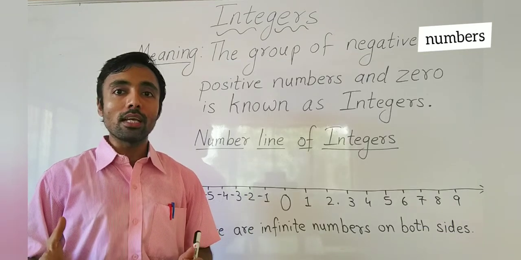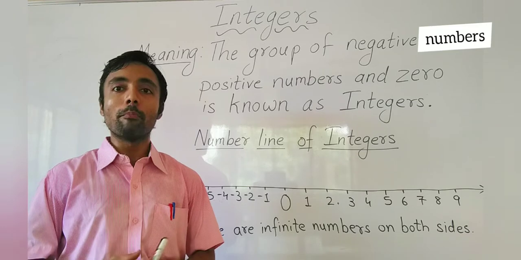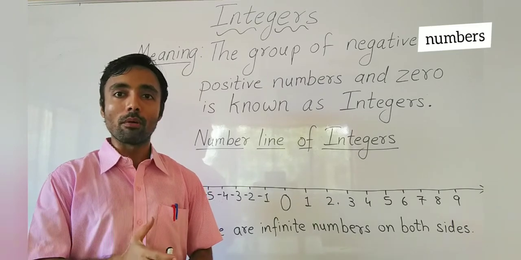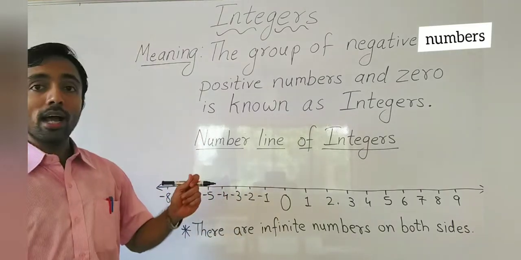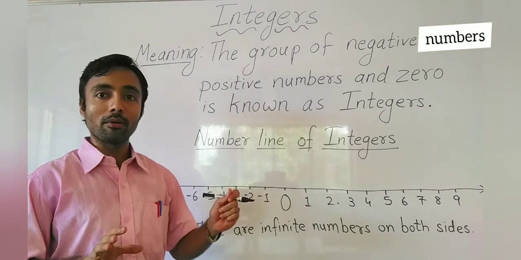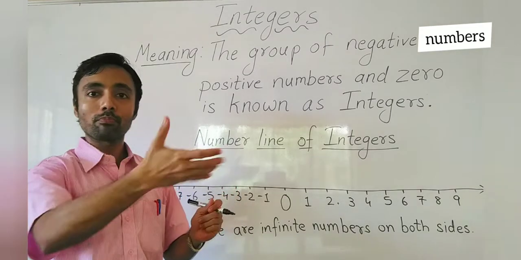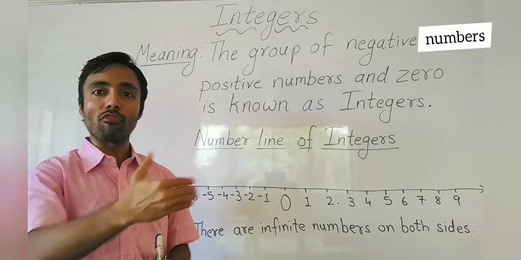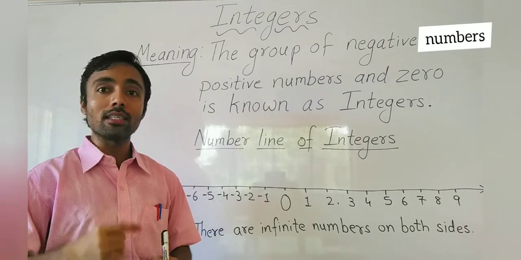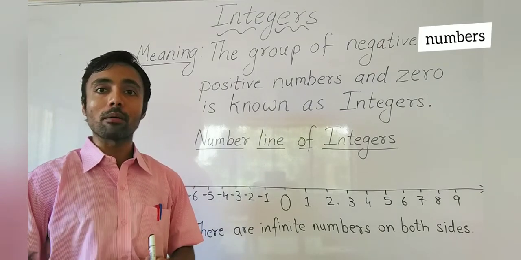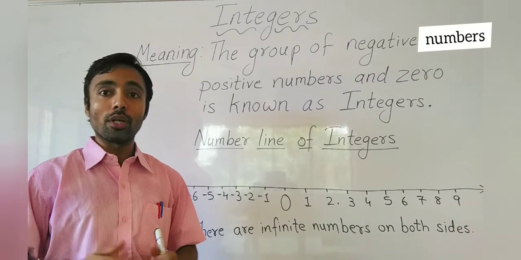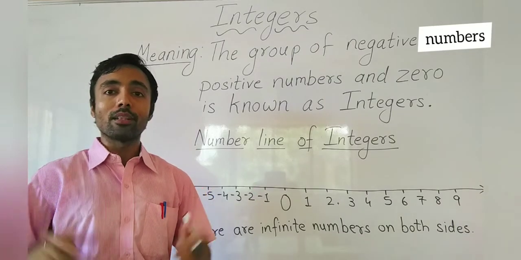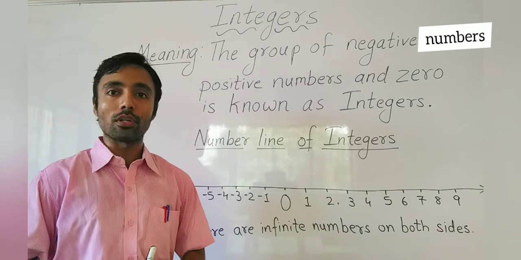Now integers is a bigger group compared to natural numbers and whole numbers. Integers has all the whole numbers inside, means 0 and further whole numbers 1, 2, 3, 4, 5, but it also has negative numbers, minus numbers inside its group. So the integers group is bigger than the whole numbers group and natural numbers group.